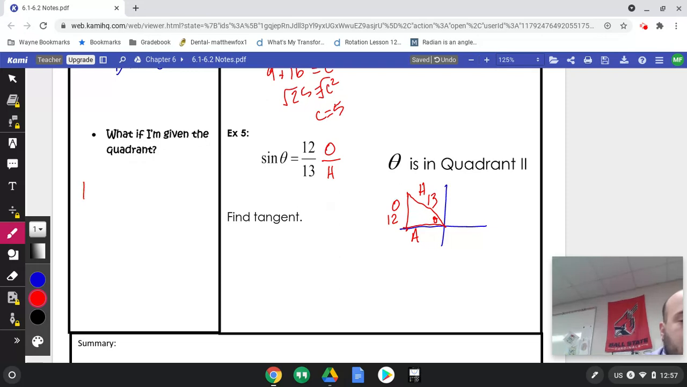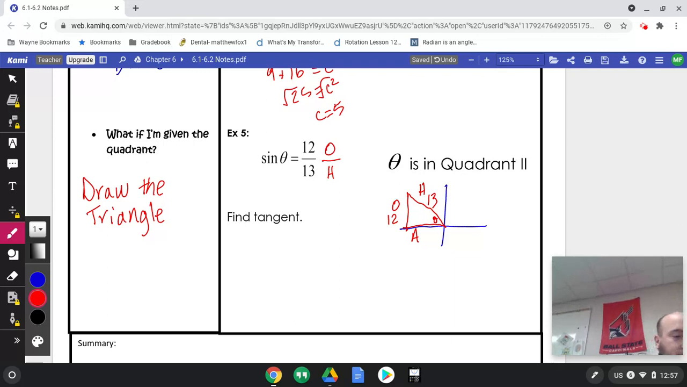So once again, the first thing we needed to do was draw the triangle. We've got that figured out now. So now we can go ahead and solve. So once again, we're going to solve using a squared plus b squared equals c squared. The only difference is this time c is 13. So 12 squared plus b squared equals 13 squared.